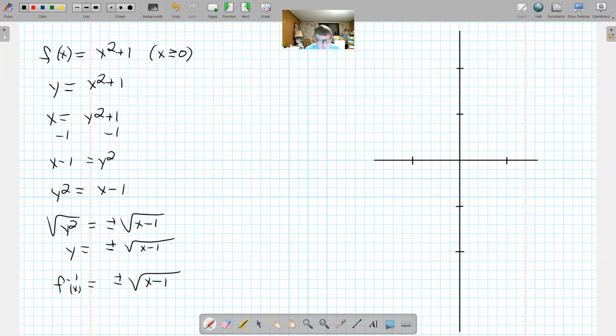Well, there's a problem. Okay, let's go back up here to the original function. That's a parabola opening upward, the vertex is at 0, 1. So basically, it's going to look, let's see, 4, 5, 6, 7, 8, 9. Let's get my handy dandy graphing tool here and see if I can draw a decent picture of that.